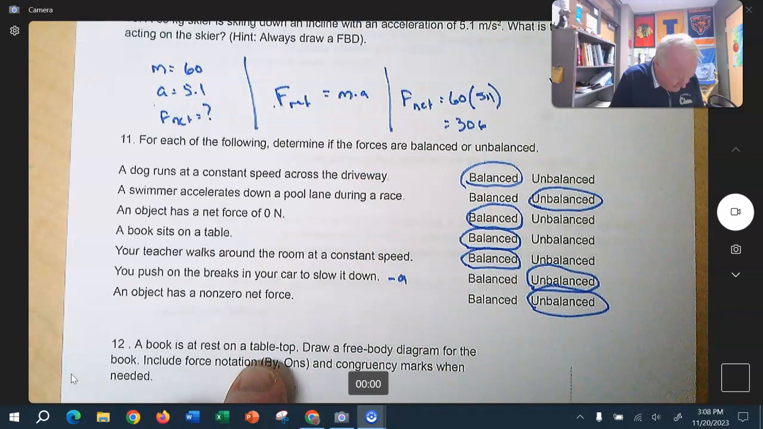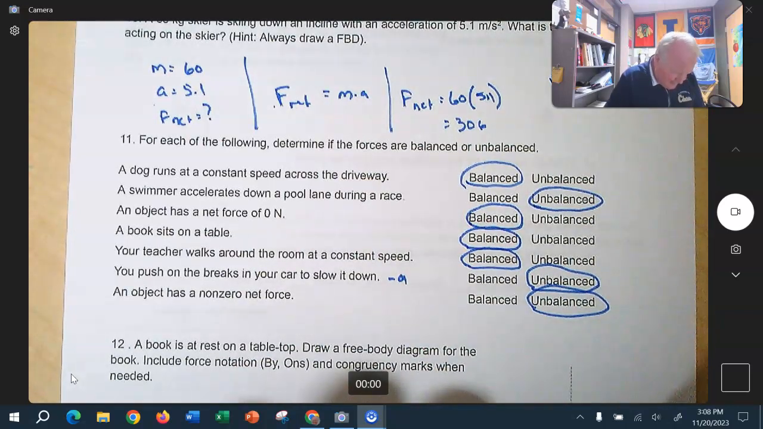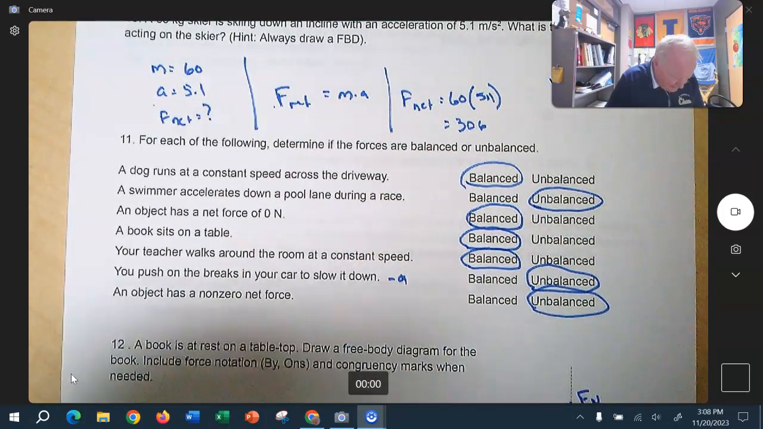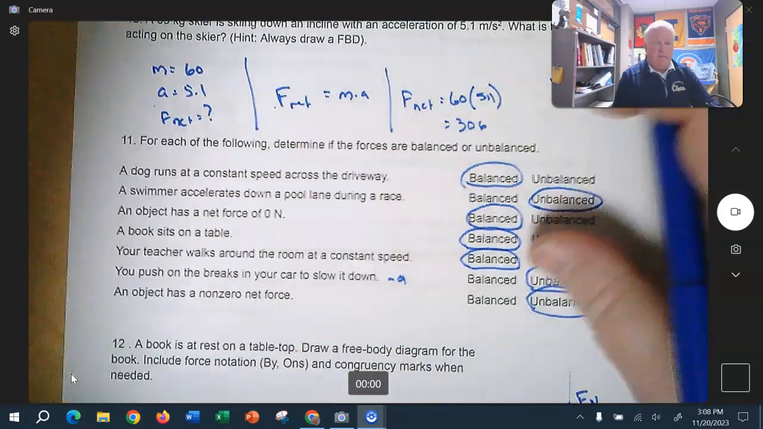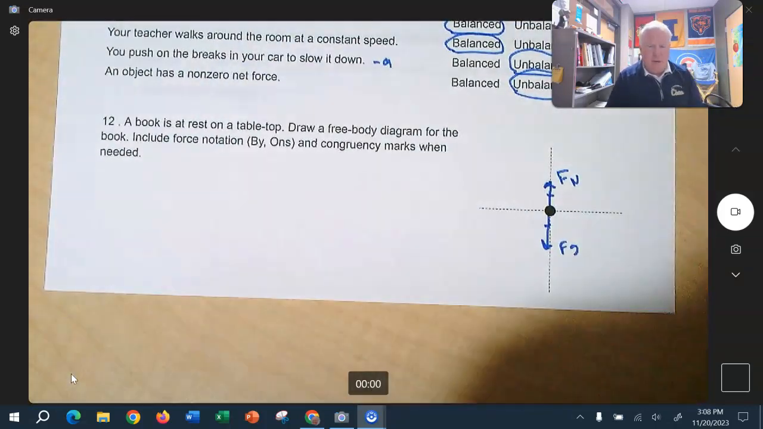A book is at rest on a table. Draw the free body diagram. Are we on Earth? Yes, there's a force of gravity. Are we on the table? Yes, there's a normal force. It doesn't look like there's anything else, so those must be equal. Sorry, let me get that on there. And that's the free body diagram.